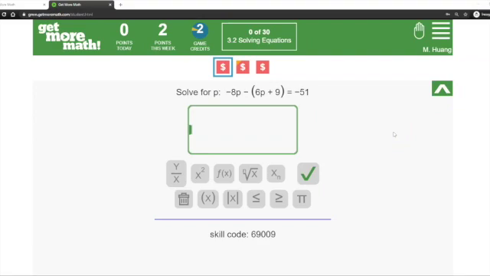So I'm going to rewrite the problem on the side. We have -8p minus parentheses 6p plus 9 equals -51. As we're looking at this problem, it tells us we have to solve for p.